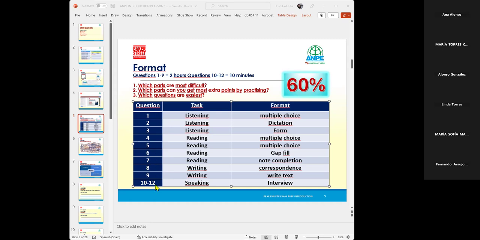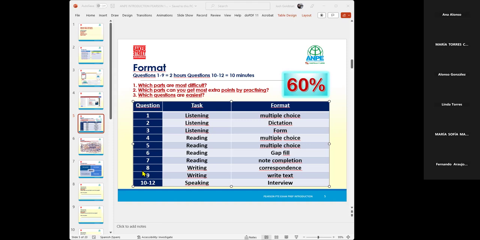So we have our 12 questions, and what you have to learn and remember. If I say question number 2, you think listening. Question number 6, reading. And I say question number 11, yes, speaking. And question number 8, that's writing. So it's important that you remember and you learn.